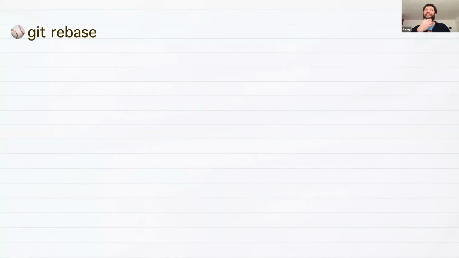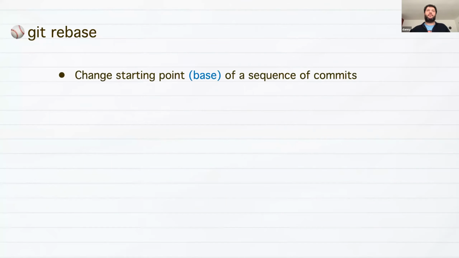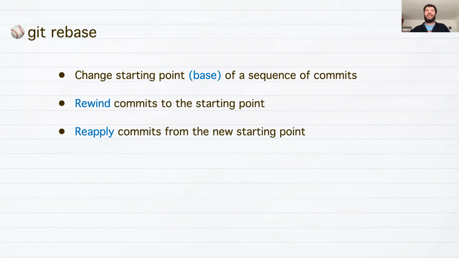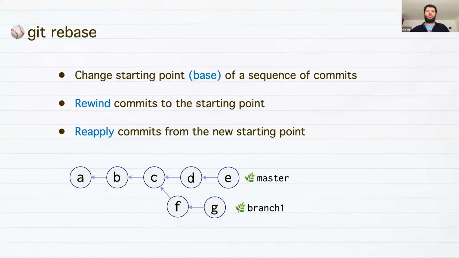And the final one is git rebase. A lot of people are quite scared of this command, but it's really useful and it's really interesting. It allows you to change the starting point or the base of a sequence of commits. And what it does is it will rewind the commits to the current starting point and then reapply those commits from the new starting point. Now, I'll have to show you what I mean by this because it's a bit complicated.